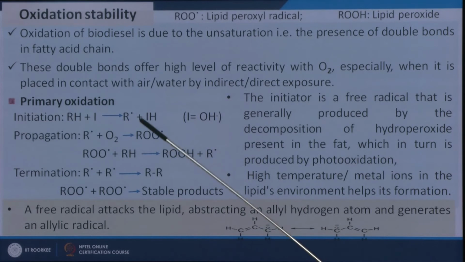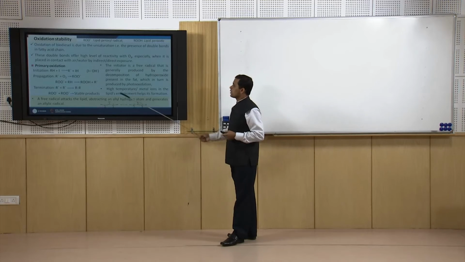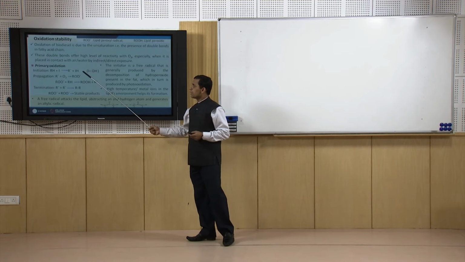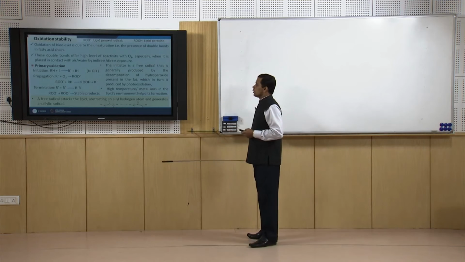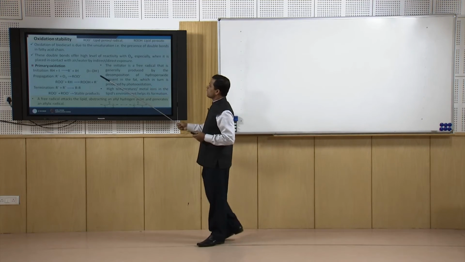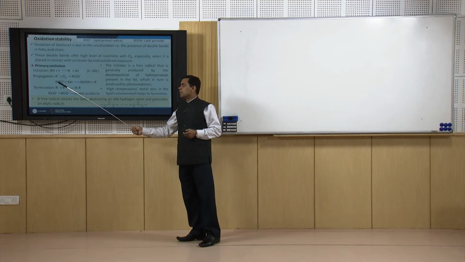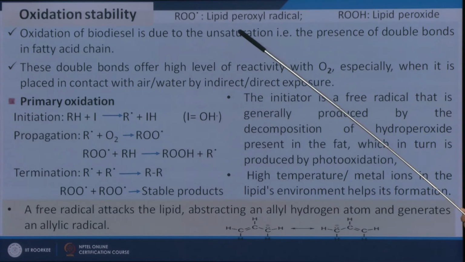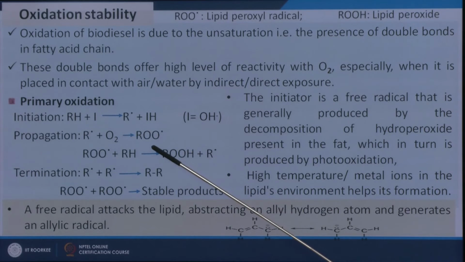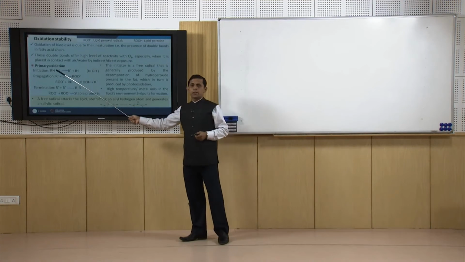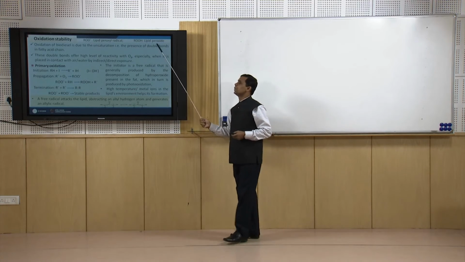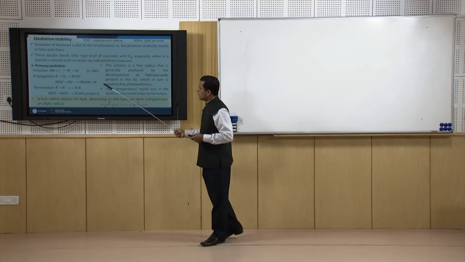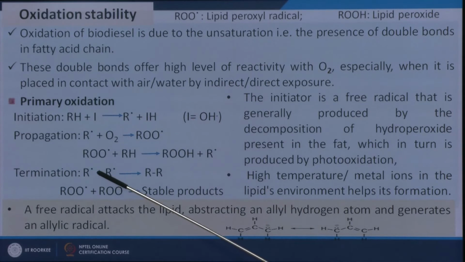What is R dot? R dot is the allyl radical, and the IH which we are getting is the allyl hydrogen atom. These are the reactions. When we get R dot, the R radical reacts with oxygen and gives us ROO dot, the lipid peroxyl radical. The lipid peroxyl radical again reacts with RH and gives us ROOH, the lipid peroxide. So, the R dot radical is again available. This R dot is not stable. R dot and R dot react and give us the RR product, or ROO dot and RO dot react and give stable products.